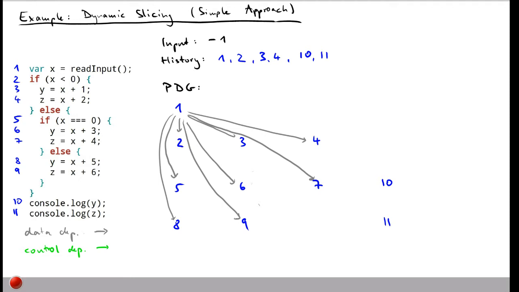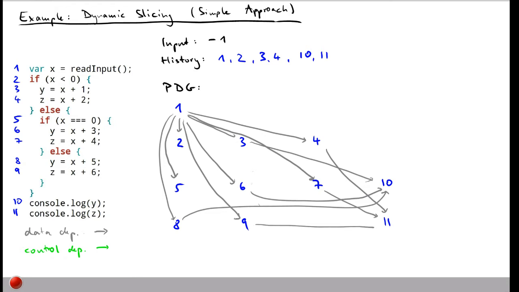Then we have this definition of y at line three, which will be used at 10. So we have a dependency from 3 to 10. And similarly, the definition of z at line 4 will be used, or could at least be used, at statement 11. And then for the other definitions at 6 and 7, it's more or less the same. So what is written at 6 may be used at 10, and what is written at 7 may be used at 11. And then for 8 and 9, very similarly. So what is written at 8 may be used at 10. And what is written at 9 may be used at 11. So these are all the data dependencies.